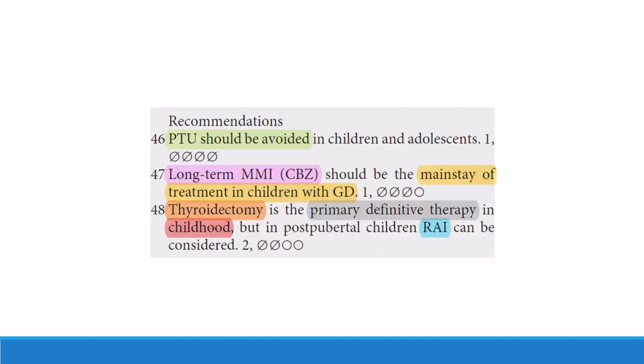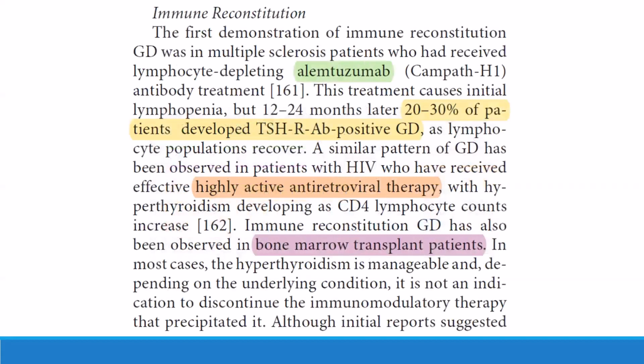Long-term methimazole or carbimazole should be the mainstay treatment in children with Graves' disease. The least period for giving methimazole is 3 years in children. Thyroidectomy is the primary definitive therapy in children, but in post-pubertal children, radioactive iodine can be considered. Radioactive iodine is contraindicated before the age of 5, and after puberty it can be used. Between 5 to 10 years of age it may be indicated in some situations. So thyroidectomy is the best option for definitive treatment of Graves' disease in children.